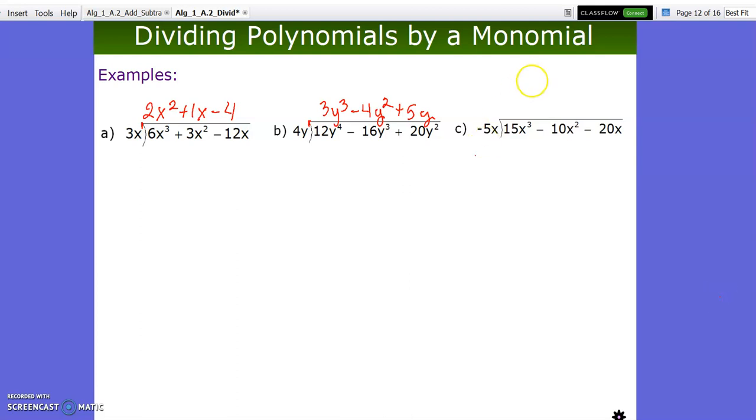Last example. Negative 5 goes into 15 negative 3 times. Subtract your exponents. Negative 5 goes into negative 10 2 times. Subtract your exponents. Negative 5 goes into negative 20 4 times. So that's a positive 4. Subtract your exponents.